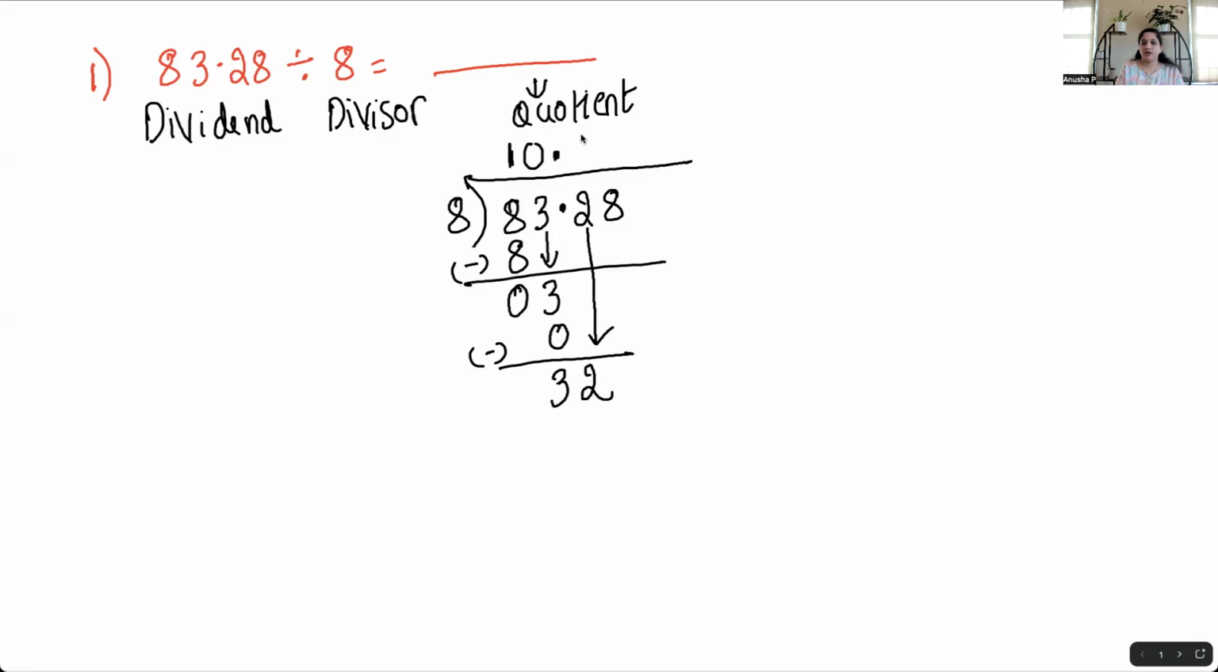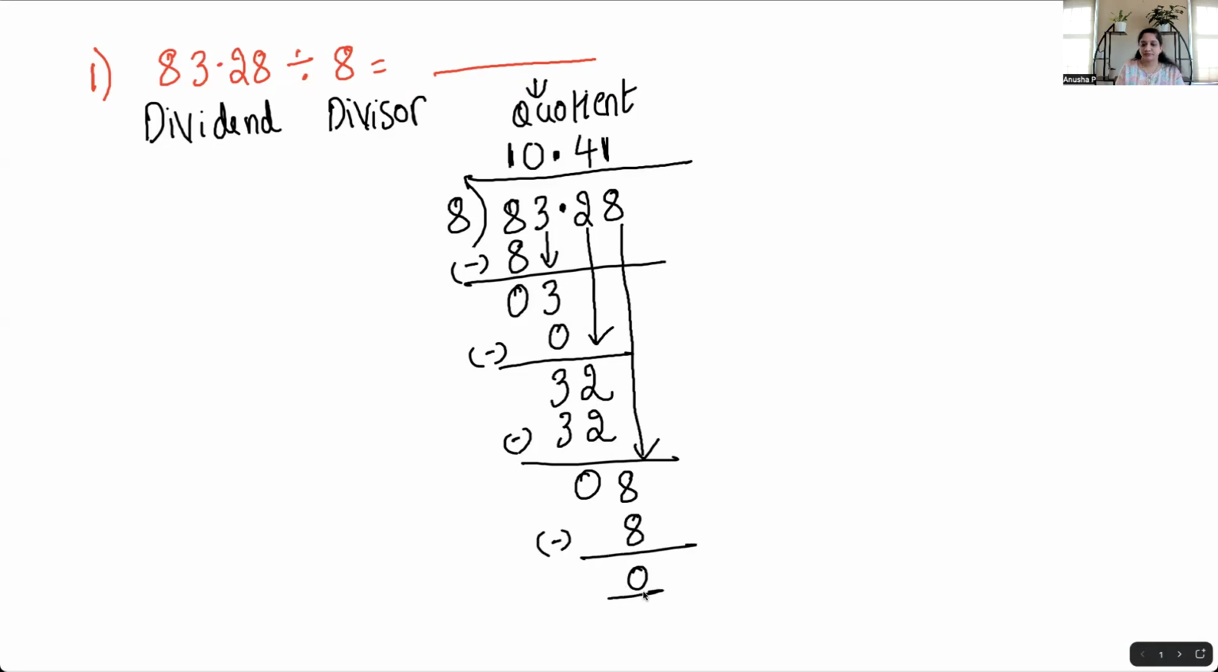So 8 times 4 is 32. So we will write 4 on the top and 32 on the bottom. So 32 minus 32 is 0. Now we have to bring the next number down, which is 8. 8 times 1 is 8 and the remainder is 0. Okay. So what is our answer now? 10.41. The 10.41 is called the coefficient.